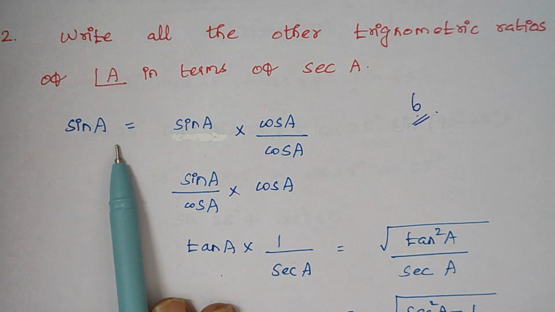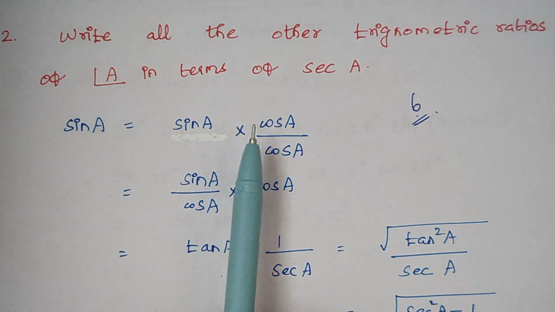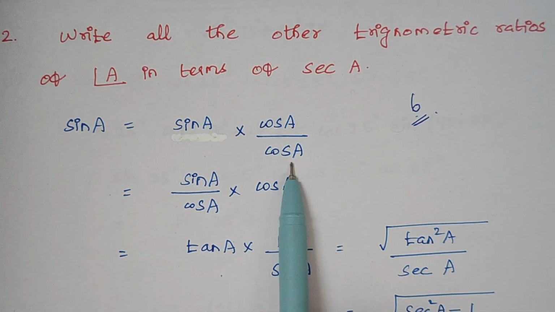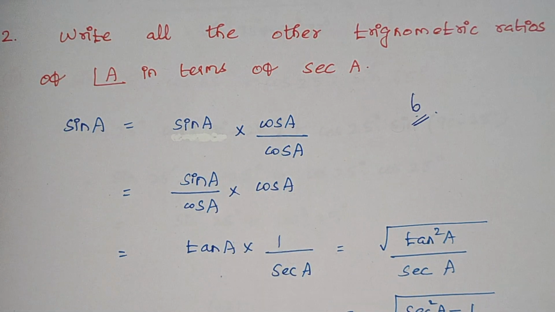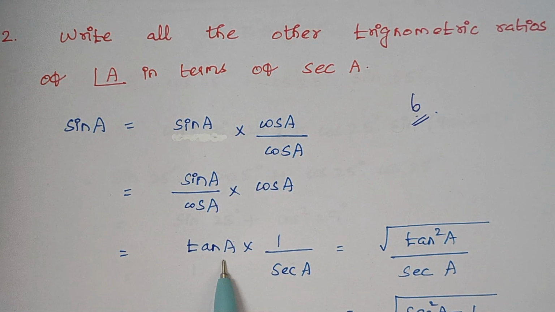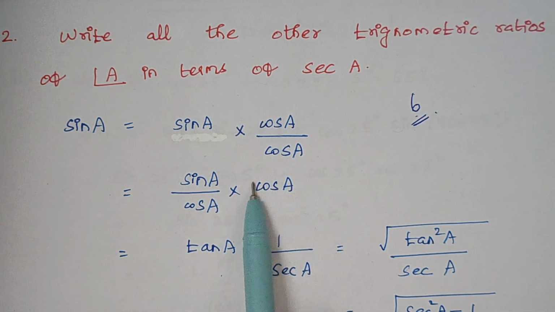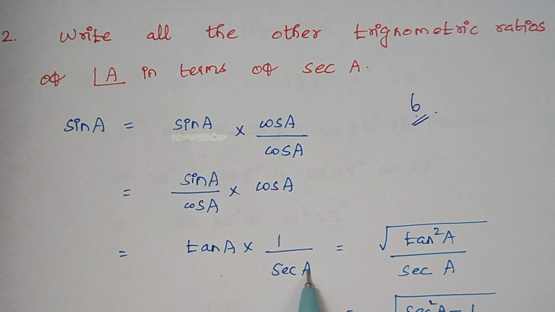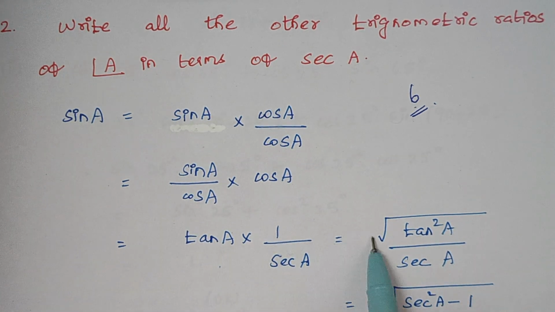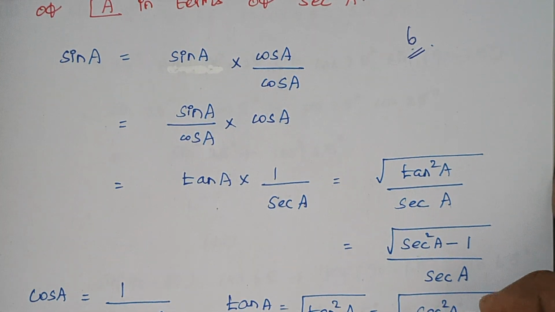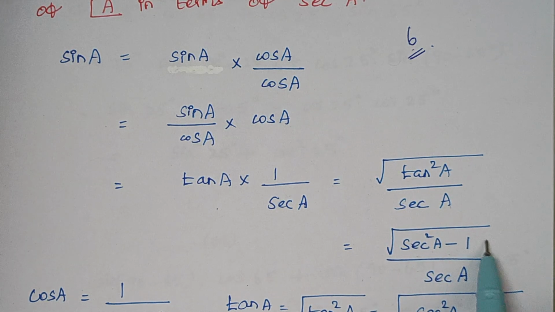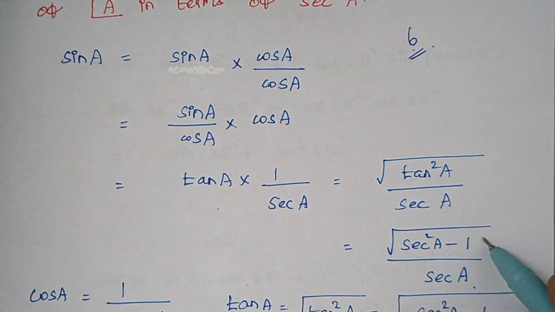So the first one is sin A. Here we are multiplying and dividing sin A by cos A, because we want to have our secant A. When you rearrange, sin A by cos A is represented as tan A, and here cos A is represented as 1 by secant A. So again tan A is written as square root of tan square A divided by secant A. What is the formula for tan square A? It is nothing but secant square A minus 1, divided by secant A. So finally sin A is represented in the form of secant.